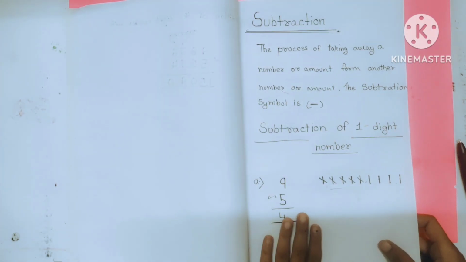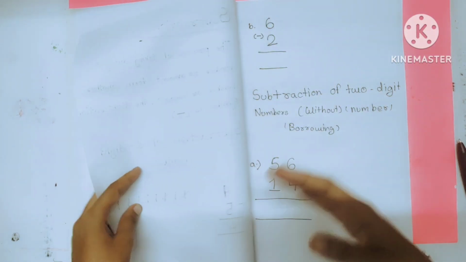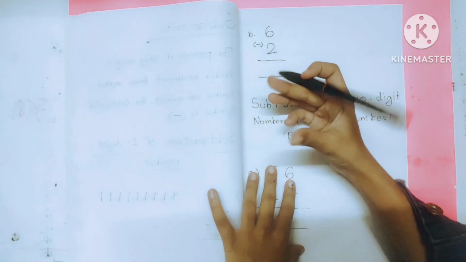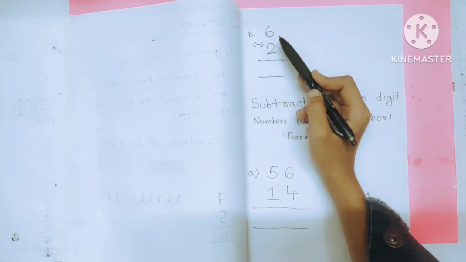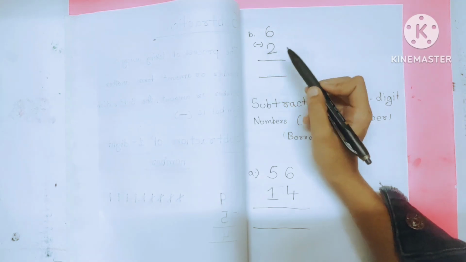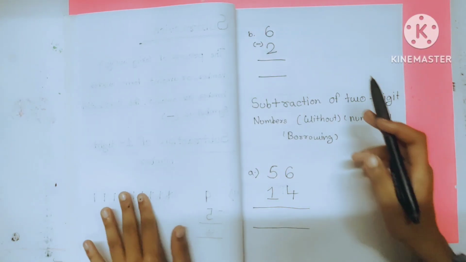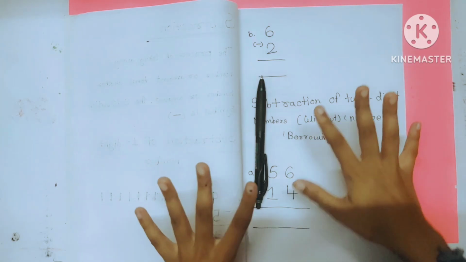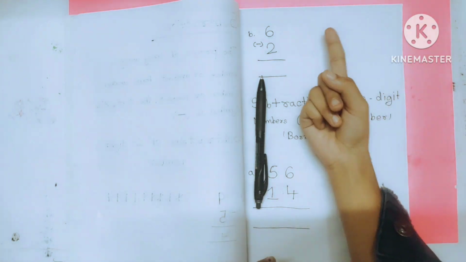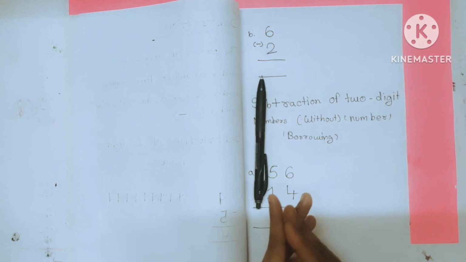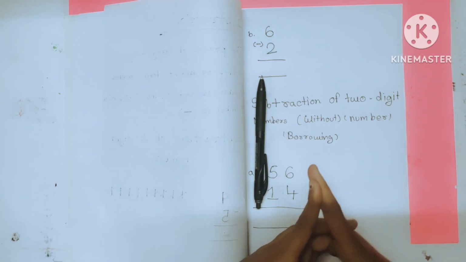This was our first method of one-digit number. Let's take one more method to do subtraction. Here I have taken 6 subtracted by 2. We can also do it by the sticks method, the lines method, but one more easy way that I will tell you, hear it correctly.